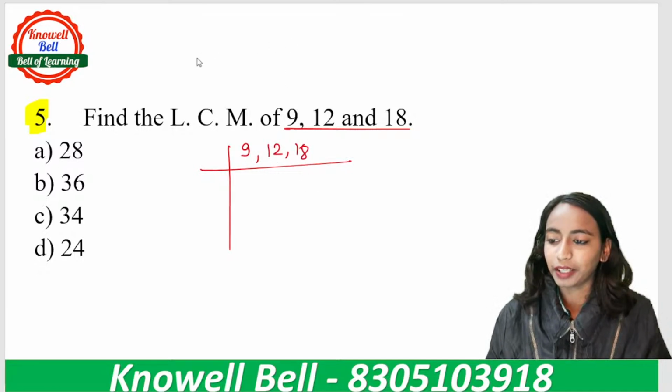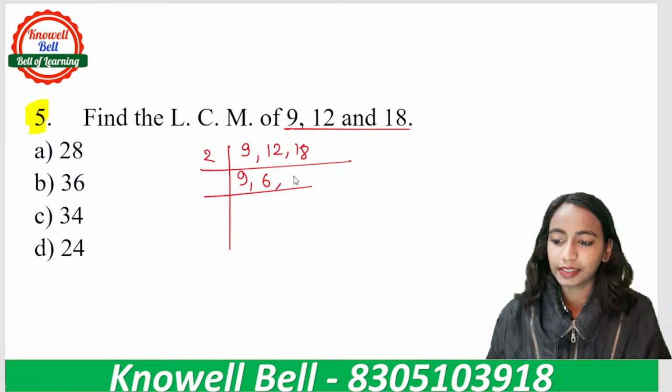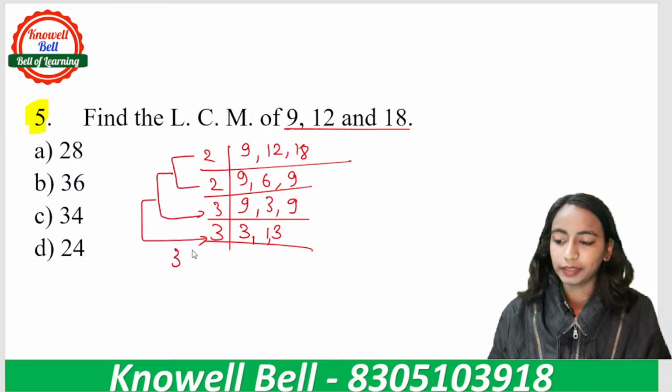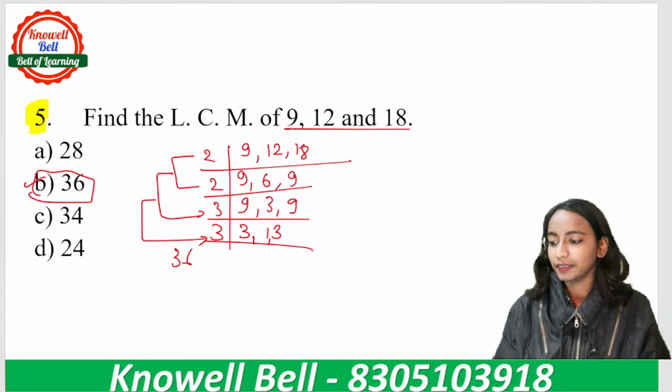So it will be 9, 12 and 18. You will start by taking the LCM. 9, 6, 9, 9, 3, 9. Then you can go with the 3. 3 threes are 9, 1 and 3. Then again it would be 3. So 2 twos are 4. 4 threes are 12. 12 threes are 36. So the answer for the question will come out to be option B, 36.